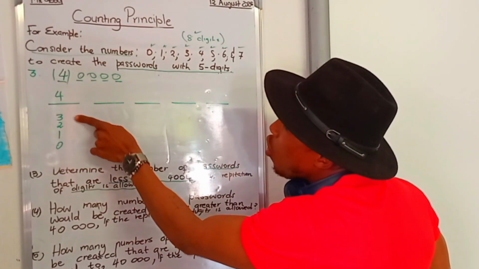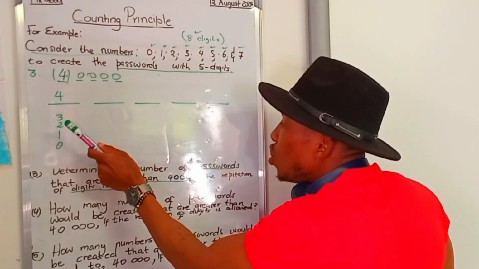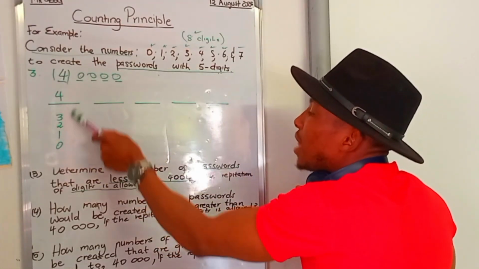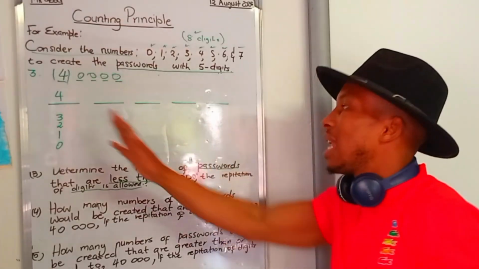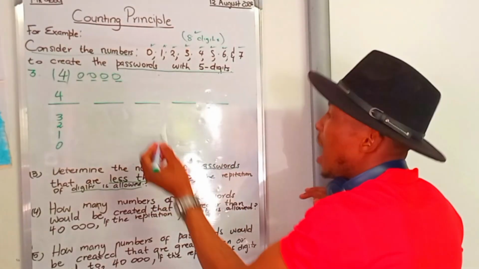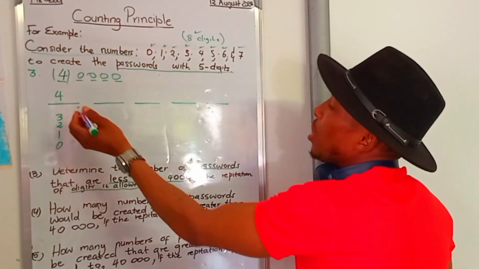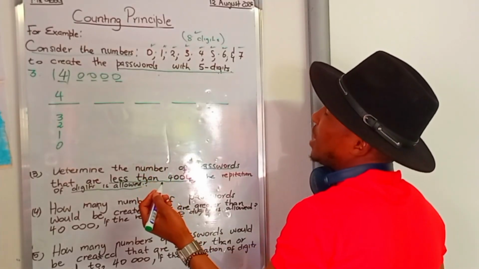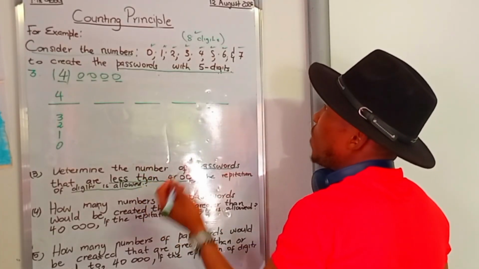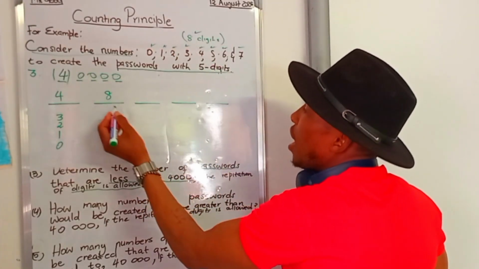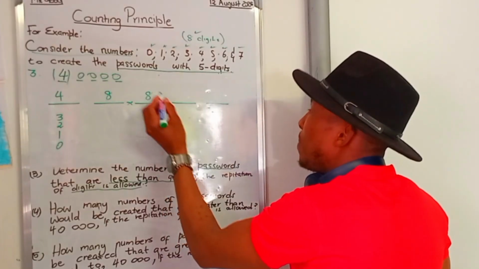We only look at 3, 2, 1, and 0. That number must be less than 4,000. Then after that, we use that number and bring it back to the total space of numbers. How many numbers do I have? I have 8 numbers. The repetition of numbers is allowed.